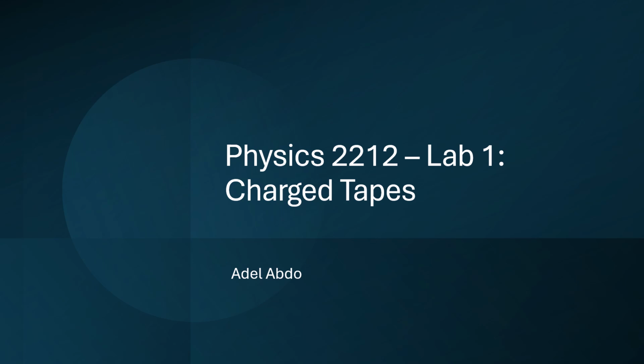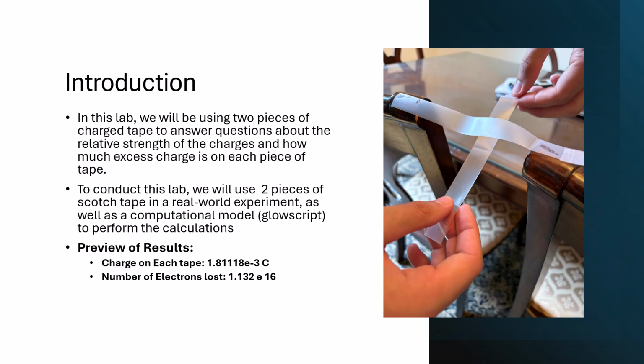This is Physics 2212, Lab 1, Charged Tapes by me, Adil Abdu. In this lab, we will be using two pieces of charged tape to answer questions about the relative strength of the charges and how much excess charge is on each piece of tape. To conduct this lab, we will use two pieces of Scotch tape in a real-world experiment, as well as a computational model, GlowScript, to perform the calculations.